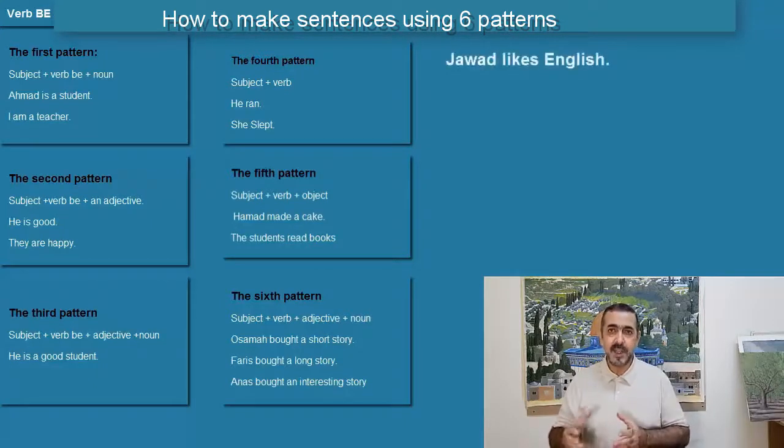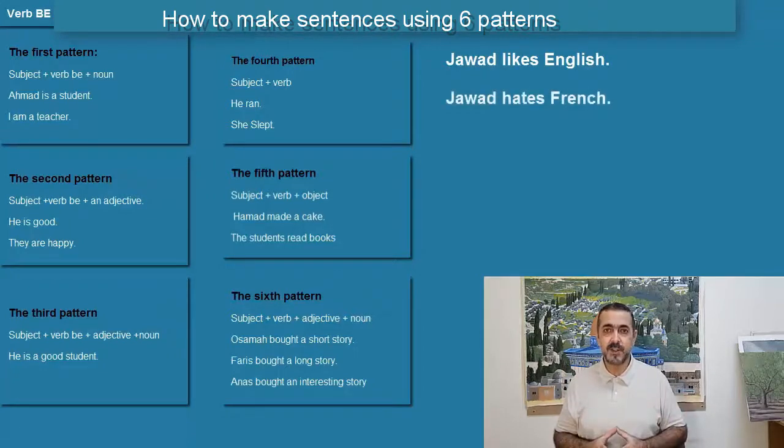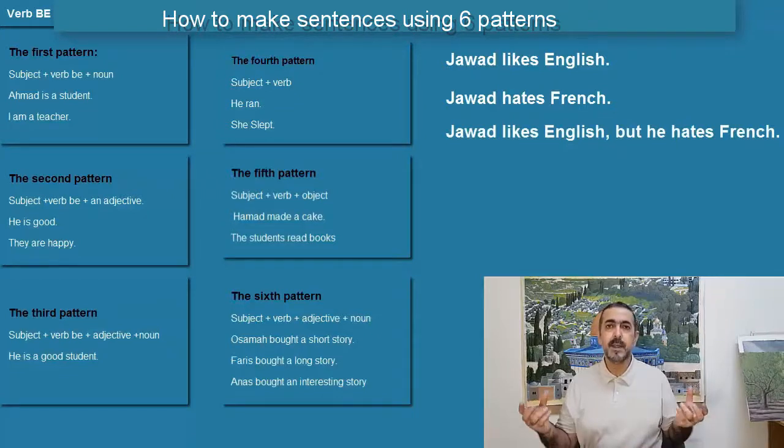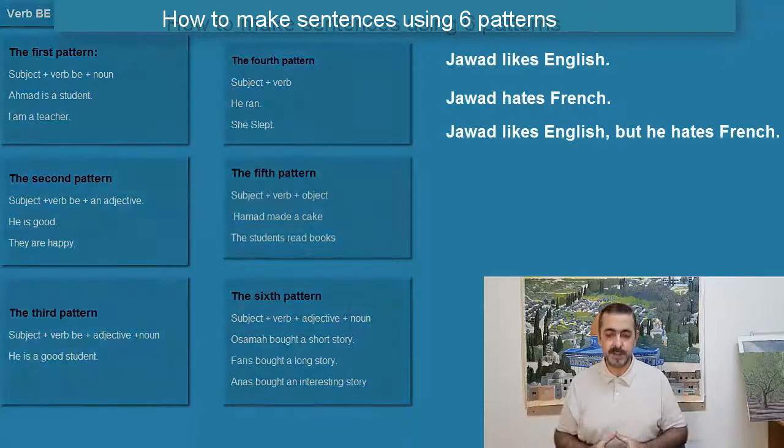Jawad likes English. That's a simple sentence. Subject, verb, object. He hates French, or Jawad hates French. Subject, verb, object. We can combine both of them to make a compound sentence, a longer, more interesting sentence. So we can say Jawad likes English, but he hates French. So we used but to make a compound sentence from two simple sentences.